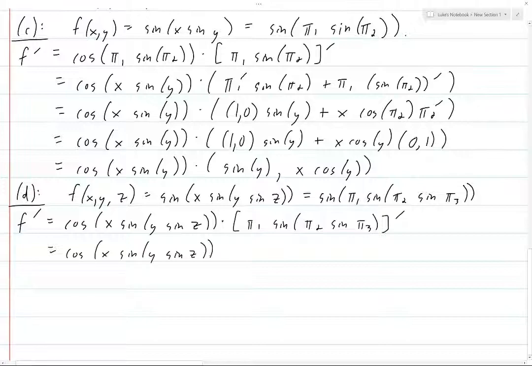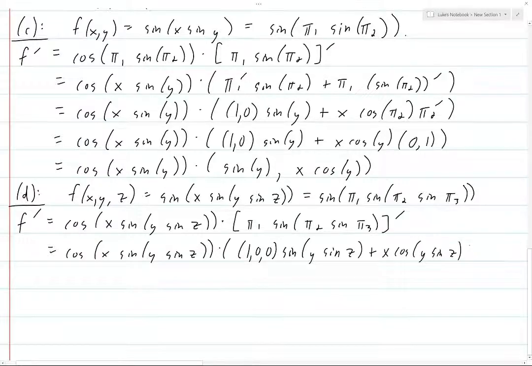And now we have pi 1 prime, which is 1, 0, 0, times sine of pi 2 sine pi 3. So we can just fill this in with sine of y sine z, because there's not going to be any derivatives involved in there. Plus, now we keep pi 1, so that's just going to be x. And we multiply by cosine of, and then these things, there won't be any derivatives anymore.